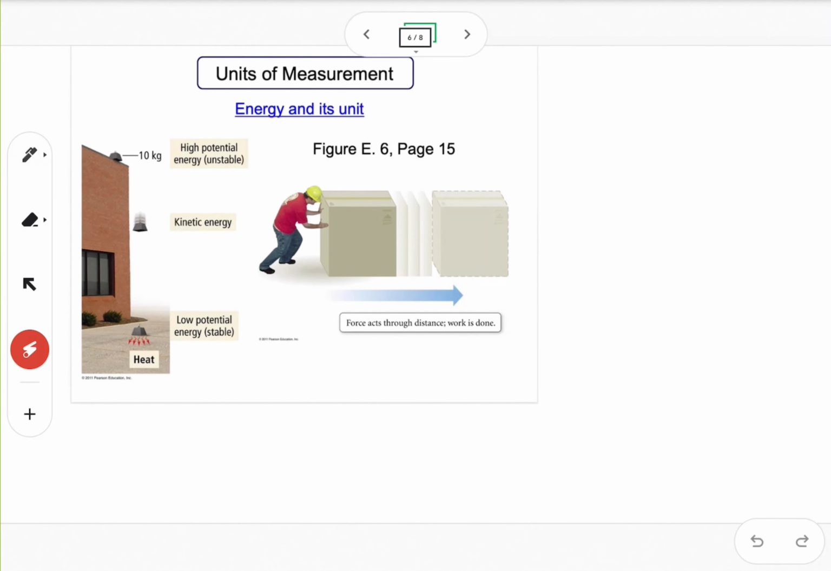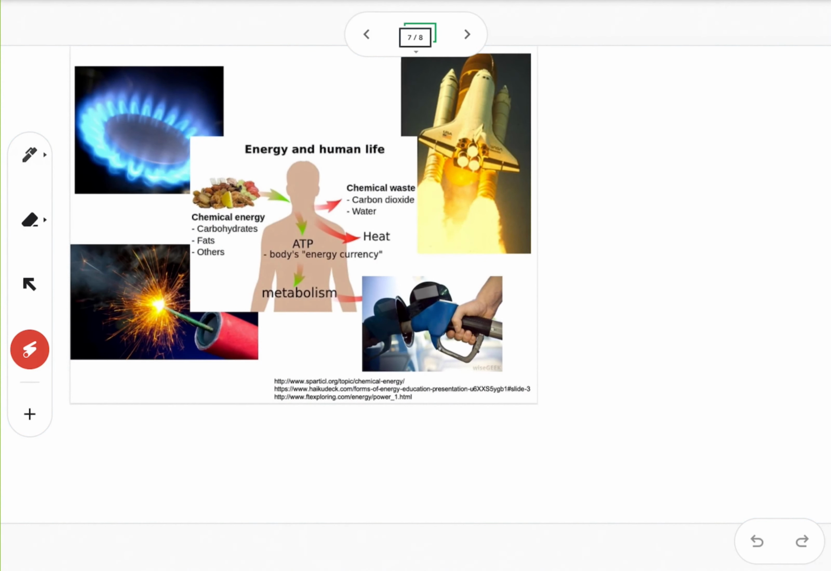For this picture, this guy is pushing this box forward, so the energy released by this guy is converted to the kinetic energy of this box. Later on when we discuss thermodynamics, you will see more examples about energy conversion. In chemistry, we care about chemical energy. Chemical energy is one type of potential energy. It's energy stored in chemical bonds. It's very common in our daily life.